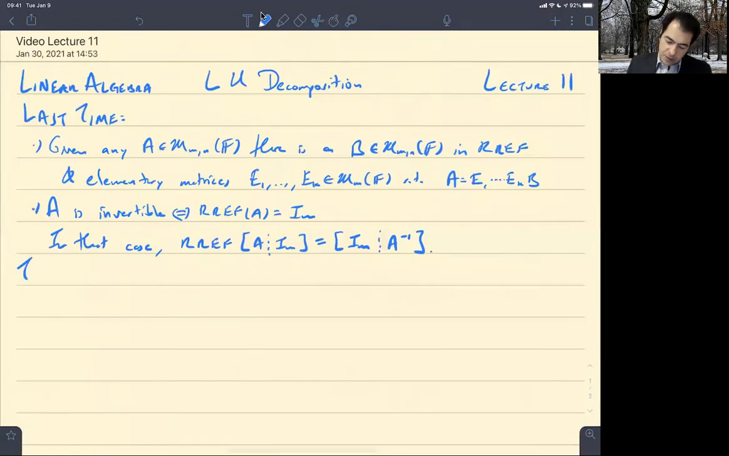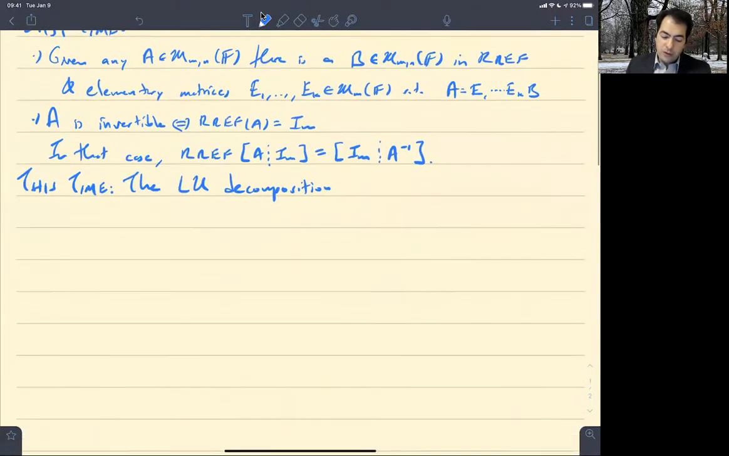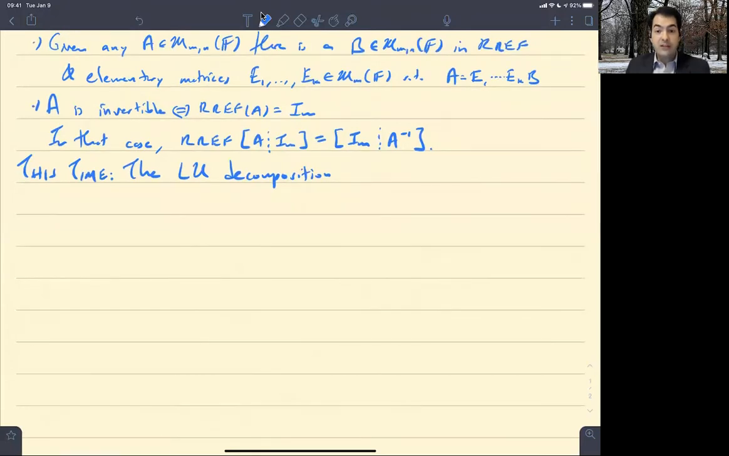Okay, this time we're going to talk about the LU decomposition. So we're still very much on the topic of solving systems of linear equations, but this time we're going to do it by breaking the matrix up into two pieces.